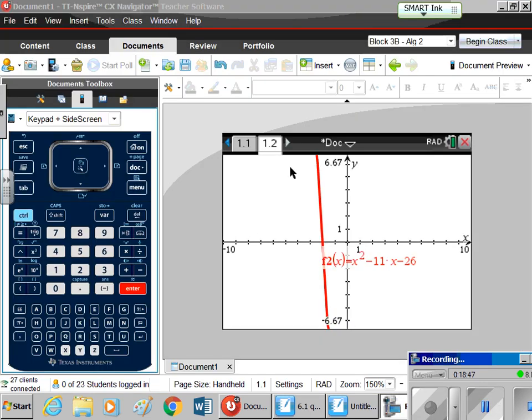There you go. So x squared minus 11x minus 26. The first thing I do is make sure that the function I have on my paper matches the function I have on my calculator. Because if it doesn't, then there's nothing that's going to be right about this.